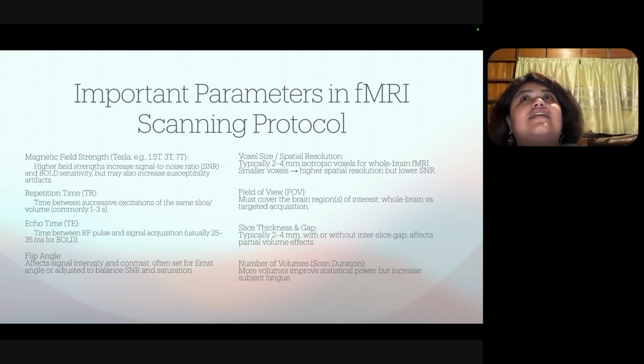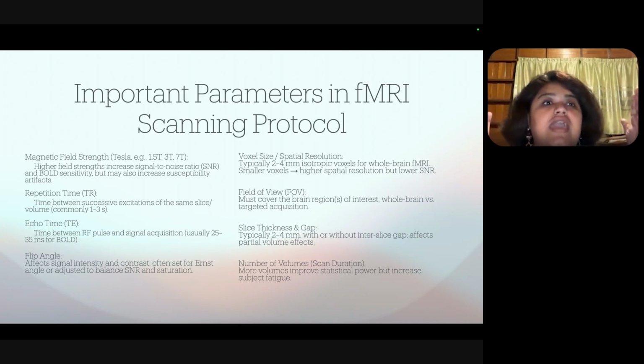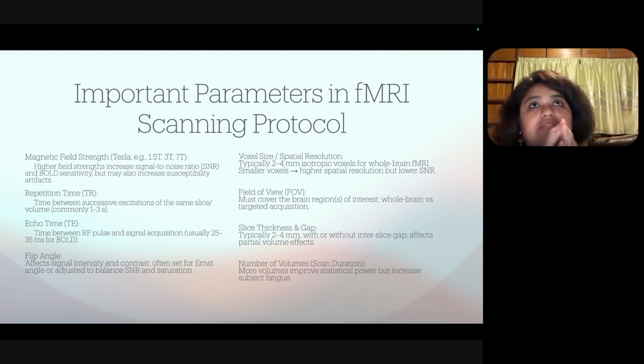Then we have voxel size. Voxel size is again another interesting concept. The MRI machine does not see your brain as the brain structure; rather, it sees the brain as a cluster of small cubes. These cubes are called voxels. All of these cubes have their own length, breadth, and width, and usually we try to keep isotropic voxels, and the usual length, width, and breadth are between 2 to 4 millimeters.